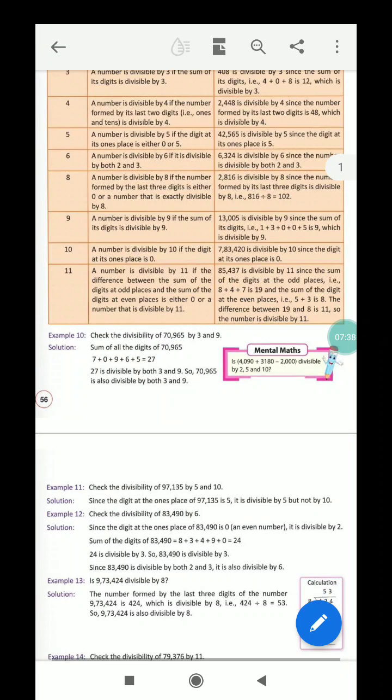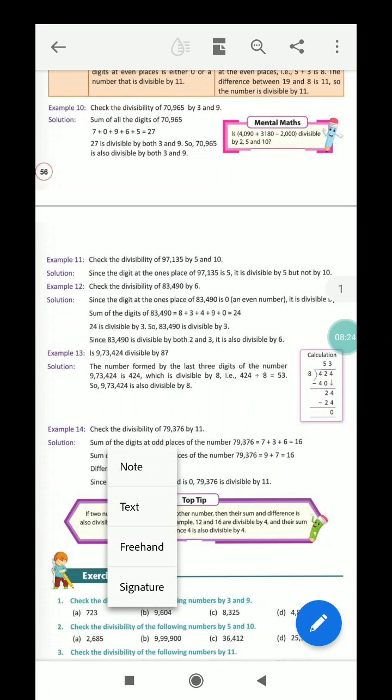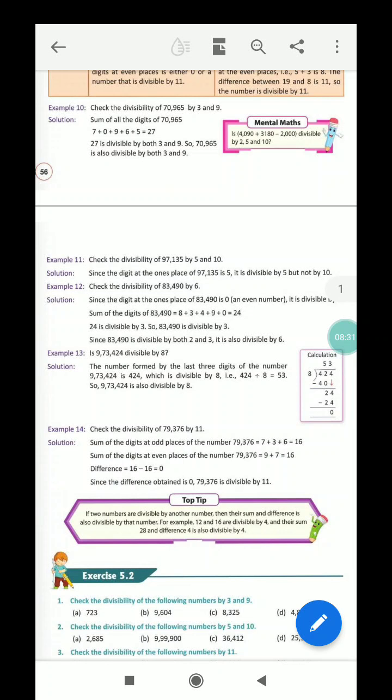Okay, now let us take another example. Check the divisibility of 97,135 by 5 and 10. Let us do the solution. As we know, for the divisibility test, a number is divisible by 10 if the digit at its ones place is 0. So here we will write: since the digit at the ones place of 97,135 is 5, it is not divisible by 10, it is only divisible by 5. Because, as we know, a number is divisible by 5 if the digit at its ones place is either 0 or 5. Here 5 is there, that means it is divisible by 5 but not by 10.